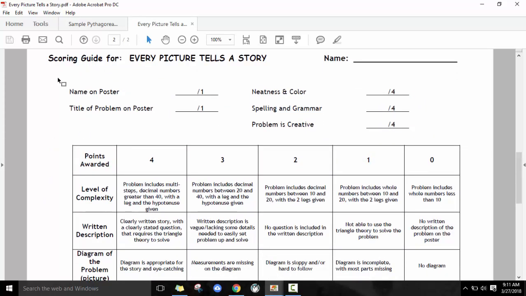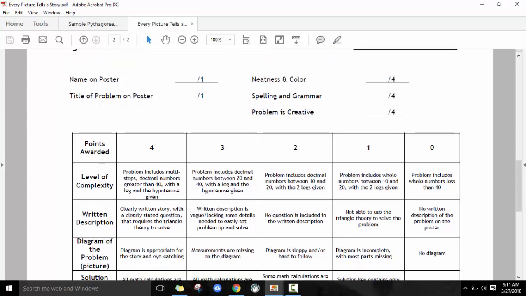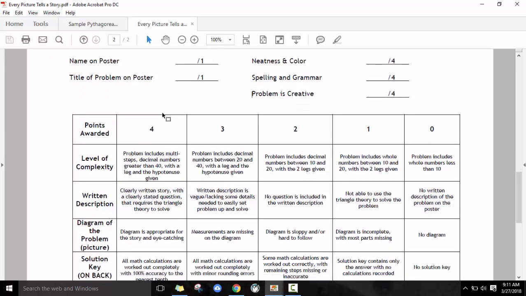Flip to the back real quick of your paper. This is what you're going to be scored on. So you need to make sure you have your name on the poster. You need to have a title for the problem on your poster. It needs to be neat and have color to it. The spelling and grammar is worth 4 points, and the problem also must be creative. So using a problem that's already been done in a textbook is not creative. Come up with your own situation.